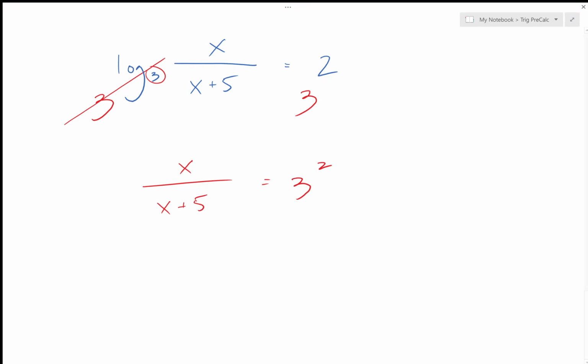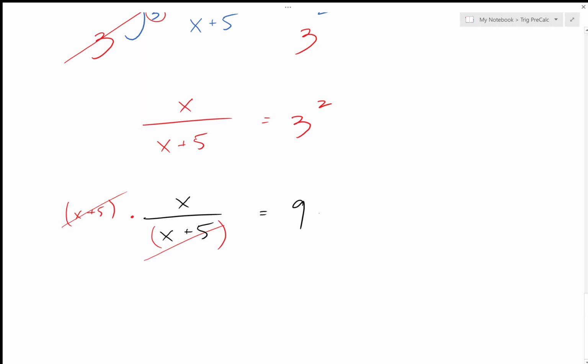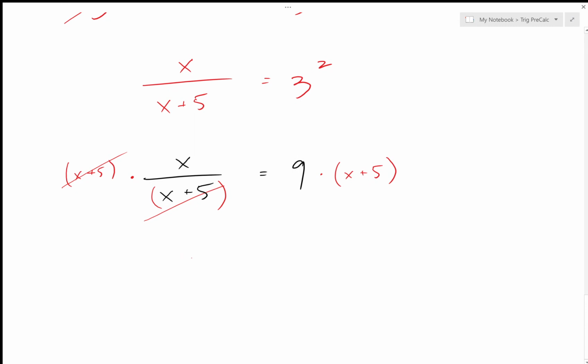Okay, so we keep solving here. I've got x over x plus 5 equals 3 squared is 9. And then, however you're ready to solve this, I've got multiple x terms over here. The way we get rid of the bottom is to multiply by that term, because remember, what's on top and what's on bottom will cancel. But what I do to one side, I do to the other. So I've got to multiply 9 out to both those terms.